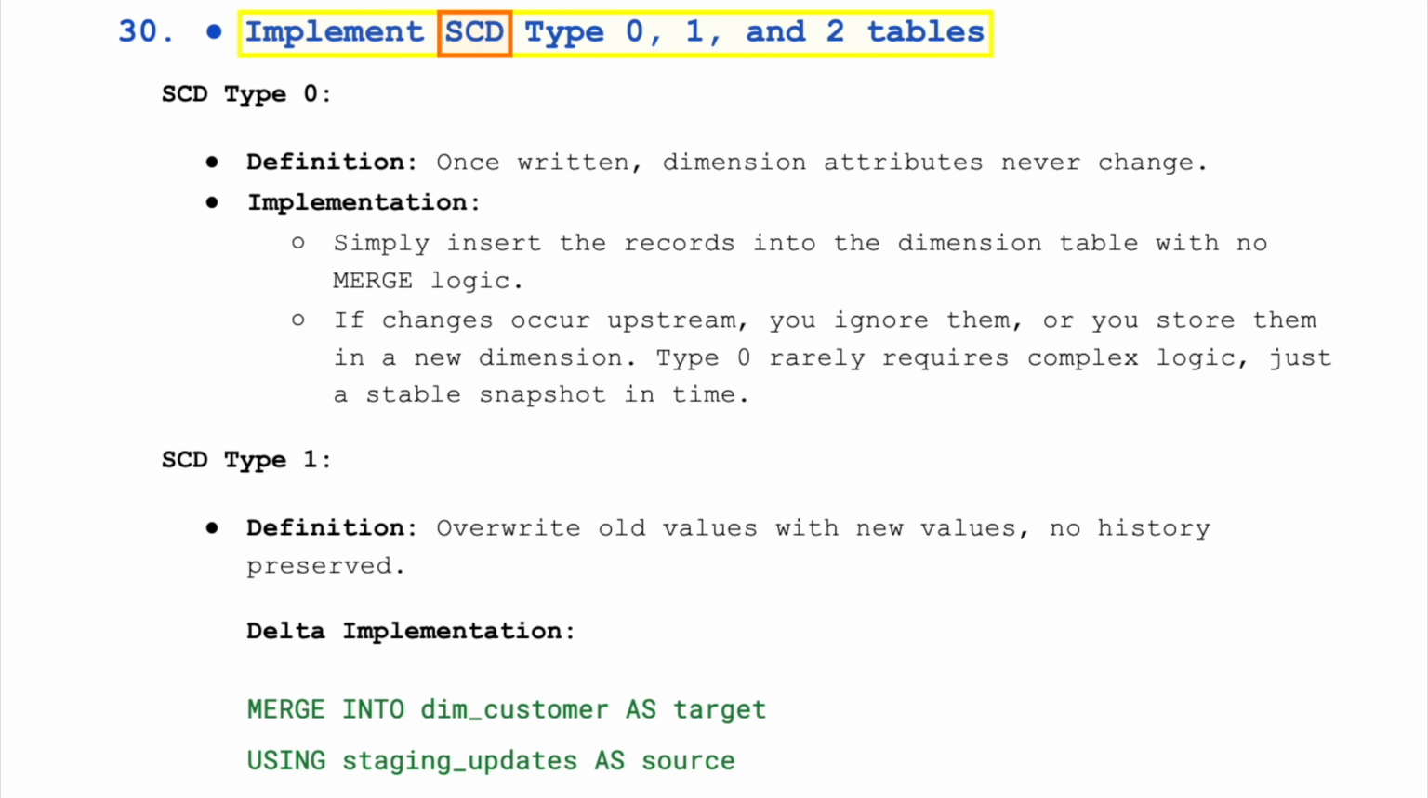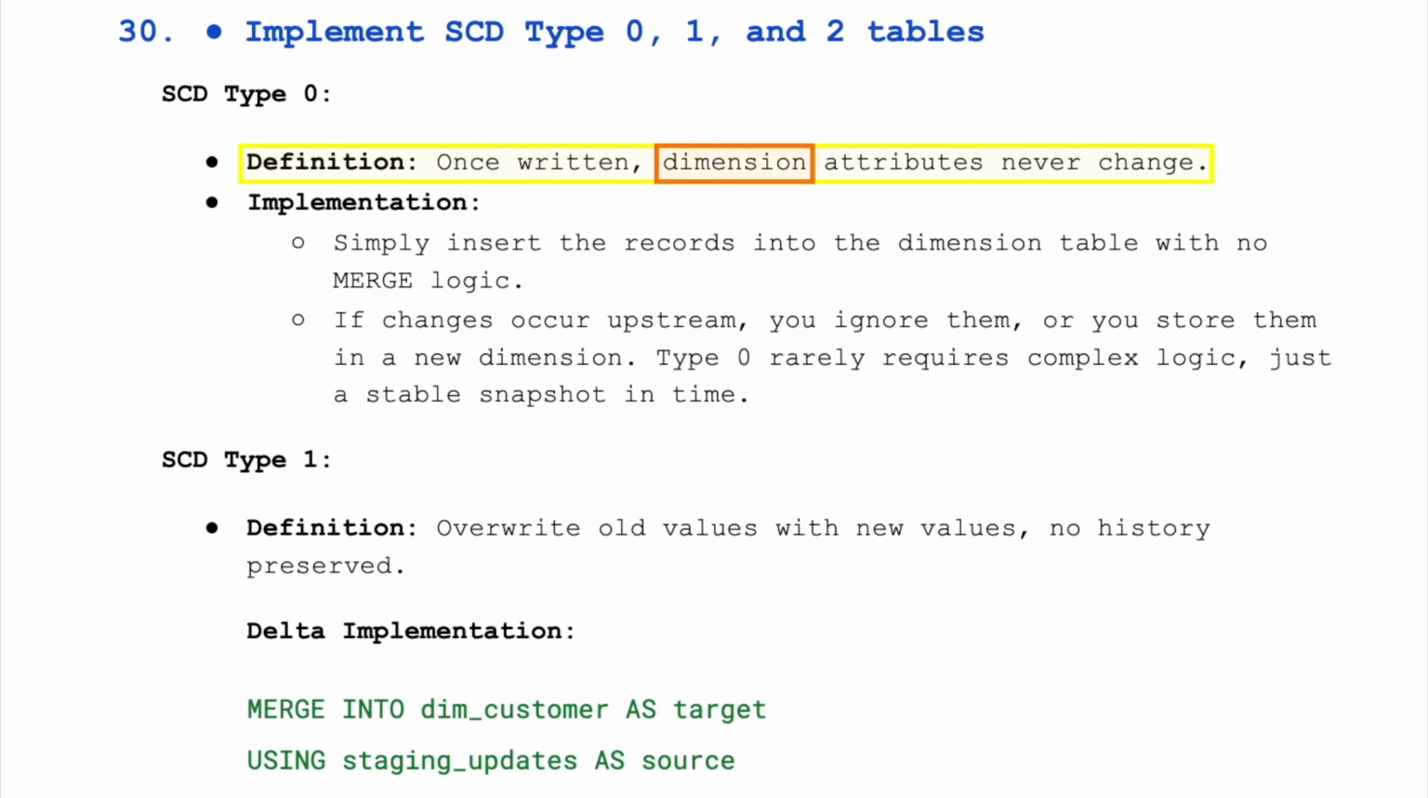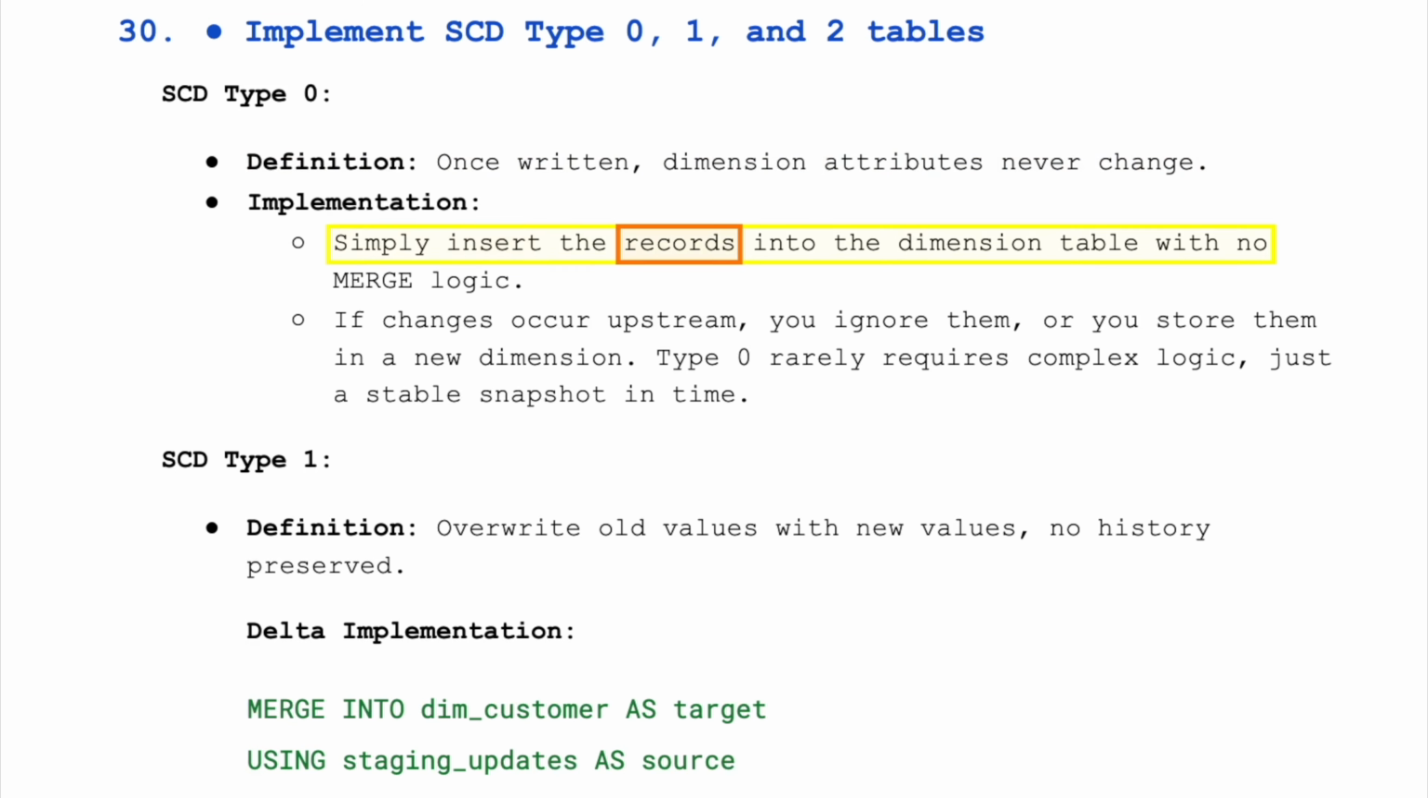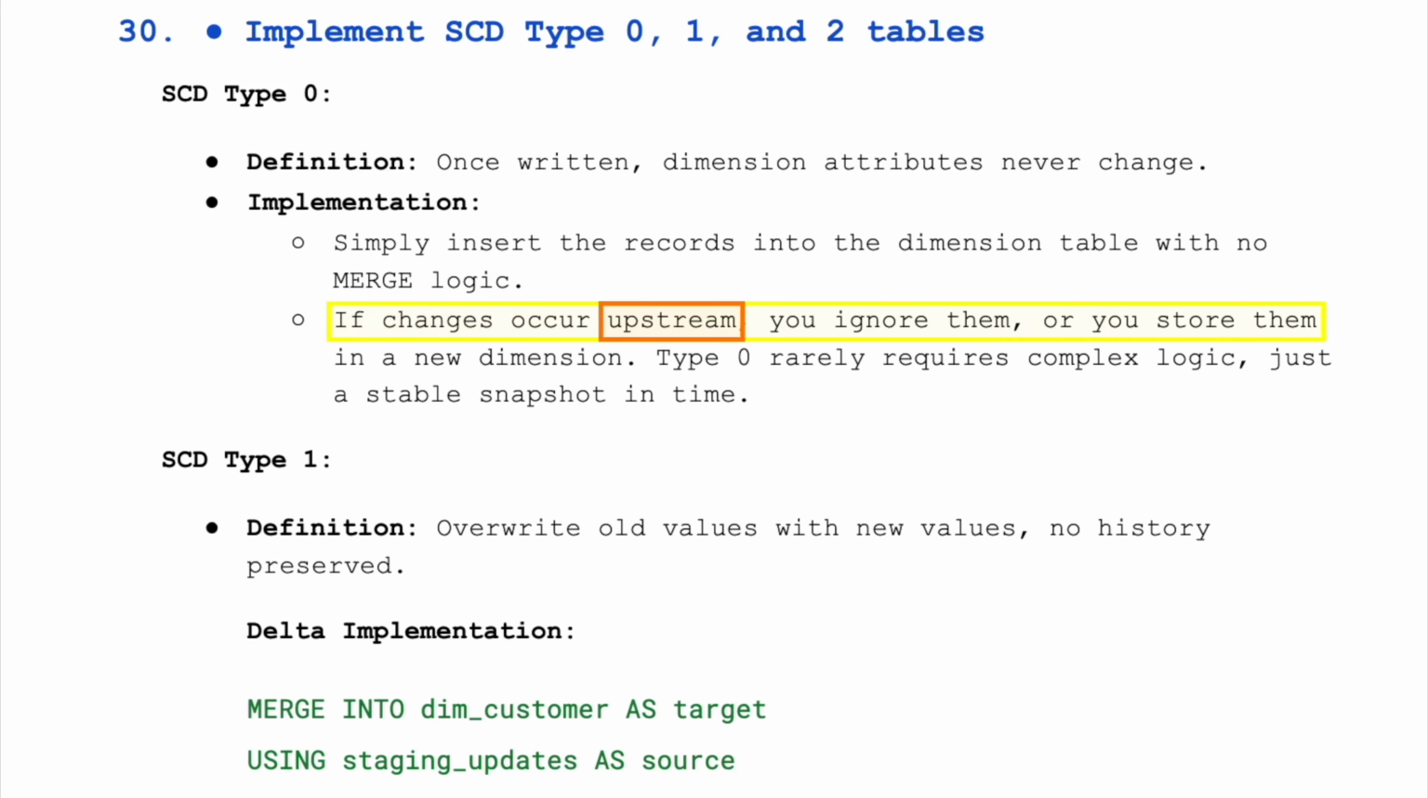30. Implement SCD type 0, 1, and 2 tables. SCD type 0. Definition: once written, dimension attributes never change. Implementation: simply insert the records into the dimension table with no merge logic. If changes occur upstream, you ignore them, or you store them in a new dimension. Type 0 rarely requires complex logic, just a stable snapshot in time.